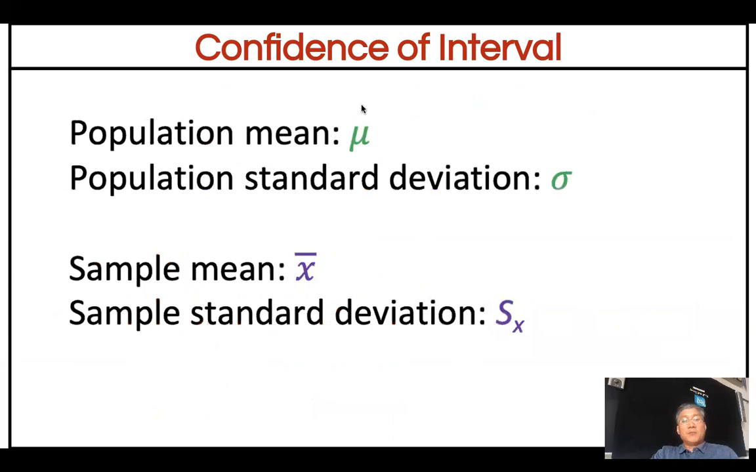The population mean, you write down like this. The sample mean, you write down x bar. The population standard deviation, you write down like this. The sample standard deviation is s, like this. Population, sample. You understand what it means? What is the difference between population and sample, right?